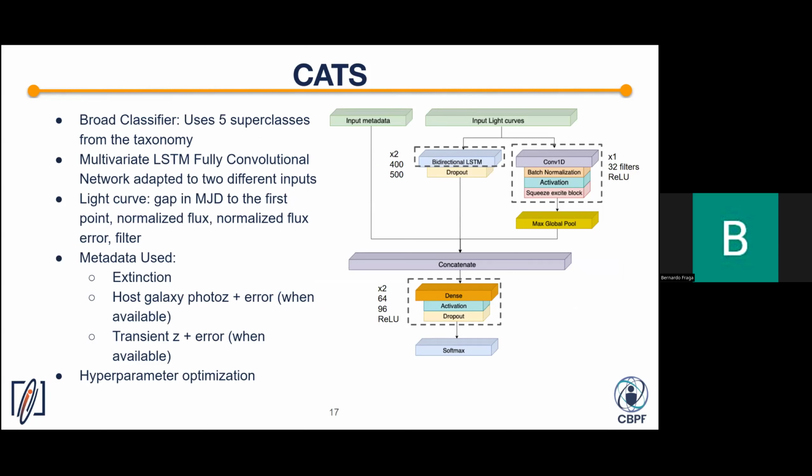As I mentioned, CATS is a broad classifier, so it targets the 5 broad classes. It was based on something called a multivariate LSTM fully convolutional network. You can see the plot to the right, which I think is a lot more informative than following with the multivariate LSTM whatever. It takes both the light curves and the metadata, which is both extinction, the host galaxy photometric redshift, and the transient redshift whenever available. This is not always the case.